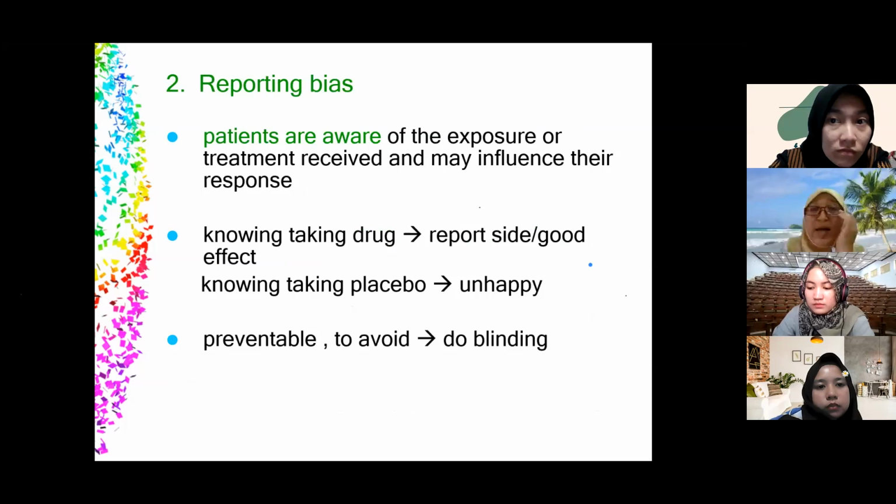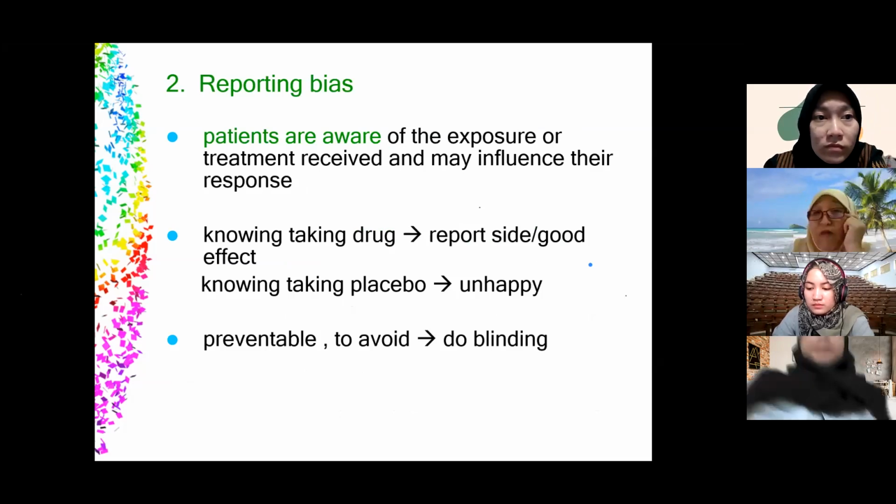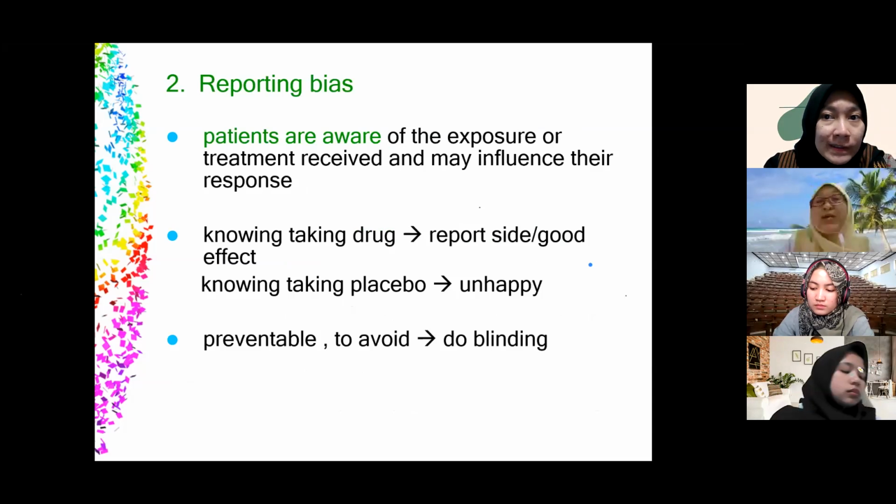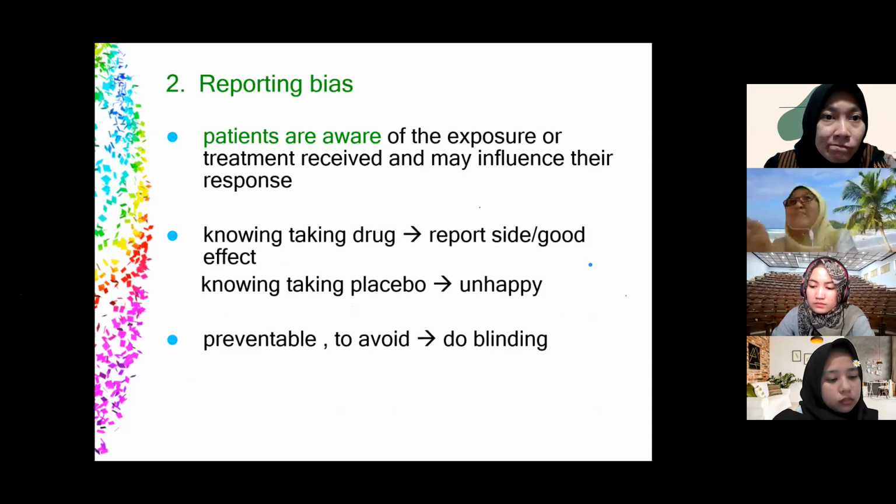Reporting bias is where patients are aware of the exposure or treatment received and it may influence their response. Let's say you are now reading a paper on an intervention study, yeah? But there's nothing mentioned in the paper that they did blinding. They don't mention it at all, no blinding done. Blinding means the patient does not know whether they are taking the new drug being tested or taking a placebo, the usual drug. They don't know if it is blinded. If there is blinding, there will be no reporting bias. It means the study is a good study. It has addressed reporting bias.